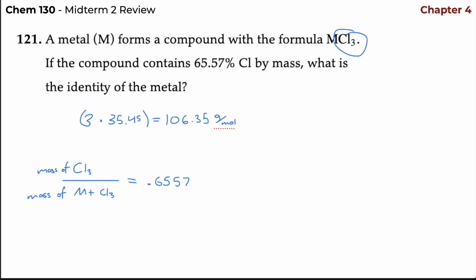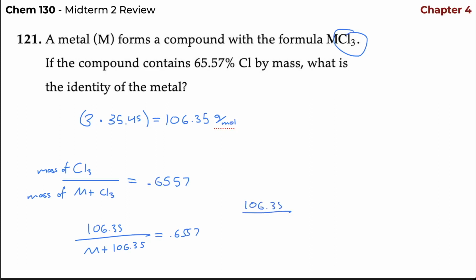So let's do a bit of math. Let's take this value we got here and sub it in. So we got 106.35 over M plus 106.35 is equal to 0.6557. All right, let's do a bit of algebra.